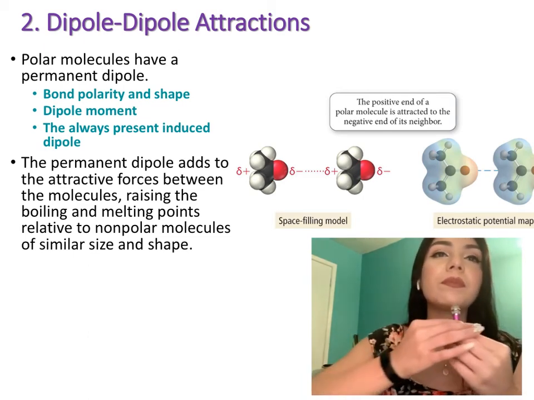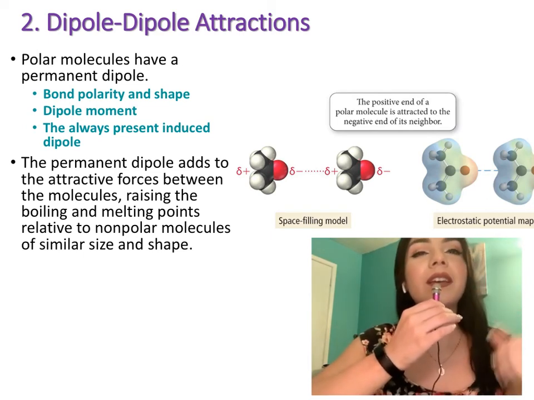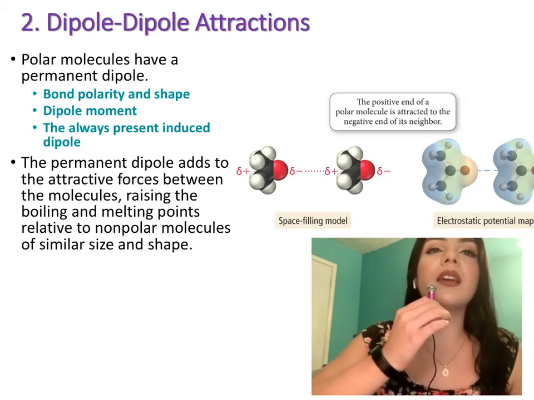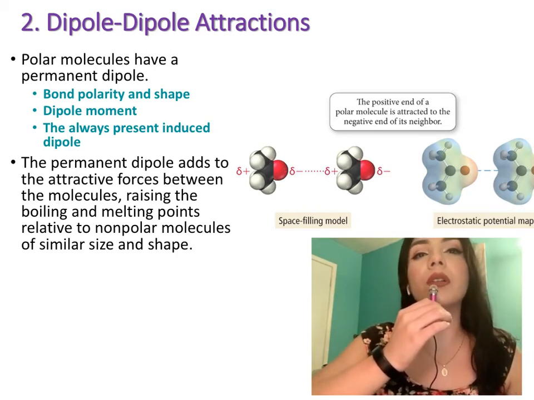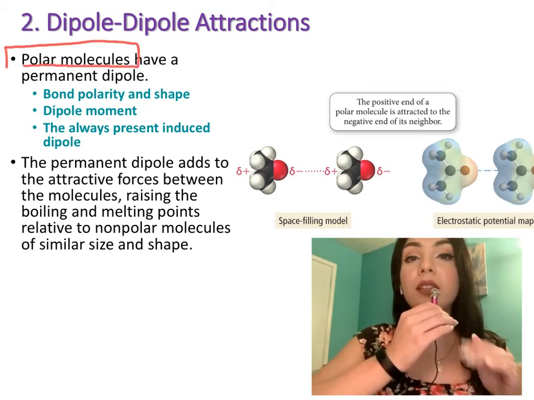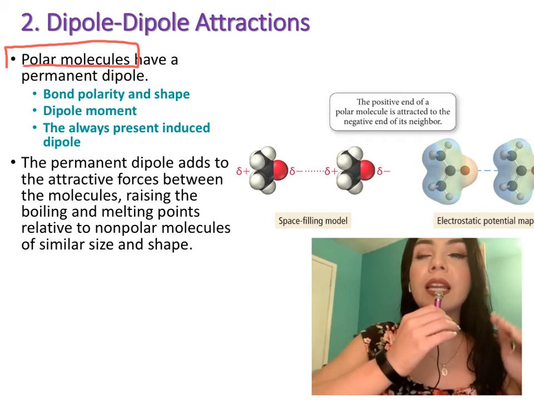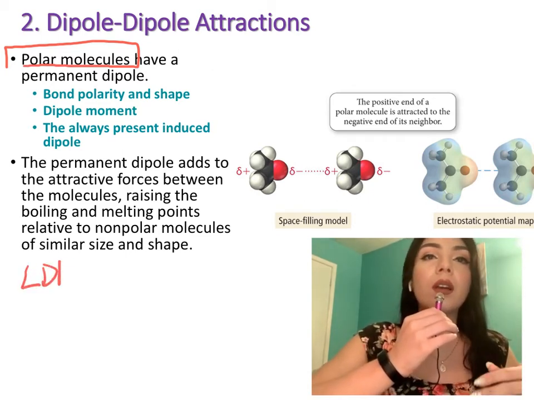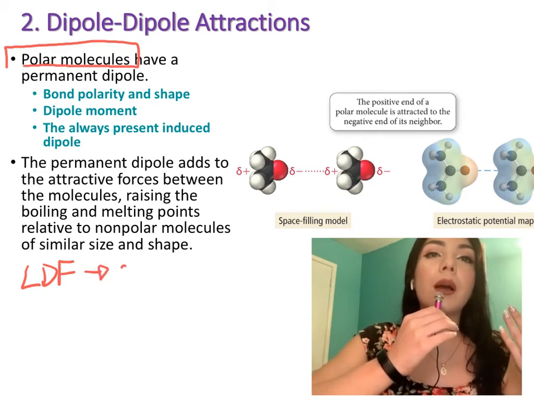That's fine. But if you want to keep going, the second intermolecular force that we're going to talk about is dipole-dipole attractions. And these occur between polar molecules. So you have to have polar molecules for this. London dispersion forces occur in any type of molecule, whether it's polar or not polar. But for this one, we have polar molecules.